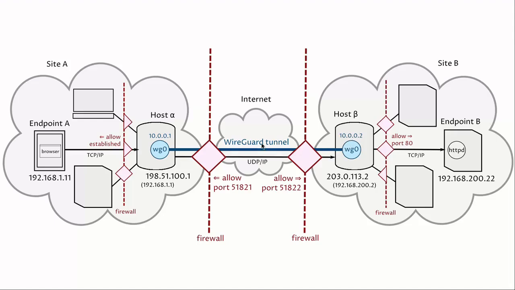But we configure WireGuard to allow any host in site A to connect to any host in site B, so we can have a workstation in site A, like endpoint A here, have the user of this workstation use a web browser to connect through WireGuard over to a web server running on endpoint B in site B here. So we can do this WireGuard configuration all through the Pro Custodibus connection wizard.